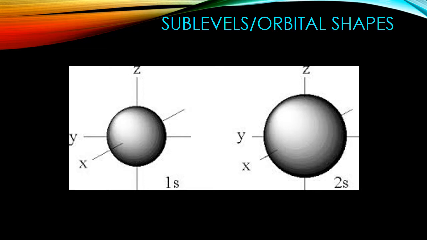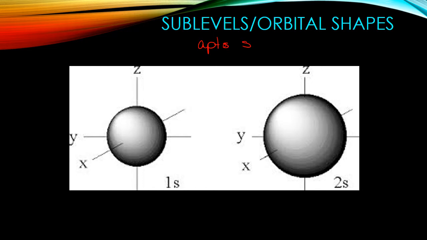I'm going to do things a little differently this time in my conversation. I want to start off by talking about our sublevels, or the different orbital shapes. Now, if you want to go along with the apartment analogy, these are the apartment styles.